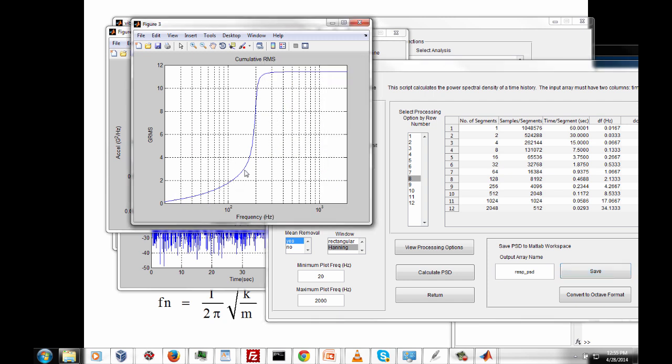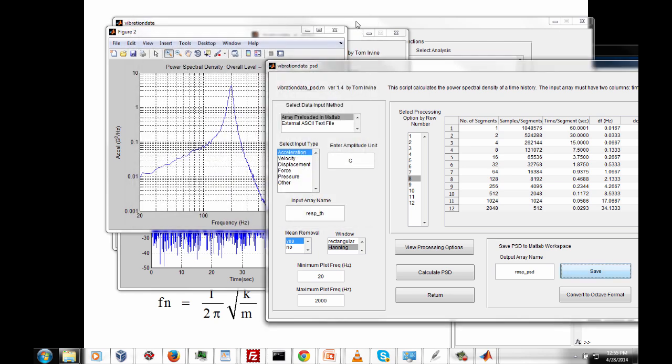Not particularly that interested in this today, but it does go up to 11.4 GRMS, which is our response overall level. And you can see what a rapid transition it makes at 200 hertz, which is the natural frequency of our spring mass system. So cumulative RMS is GRMS versus frequency in hertz. I should have said that at the onset.